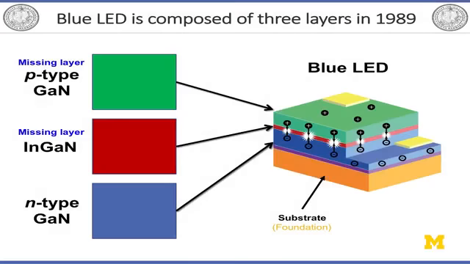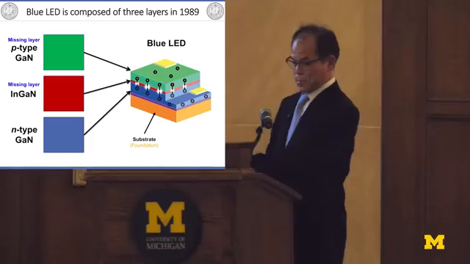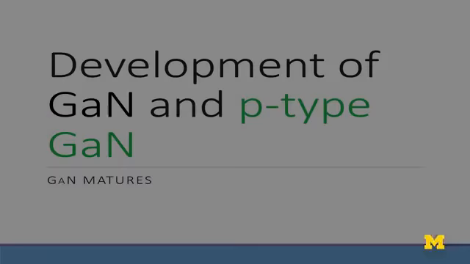Anyway, in '89, I started blue LEDs after coming back to Japan from the University of Florida. At that time, I told you that in order to make LEDs, we need 3 layers. Any type of gallium nitride is available. The missing layers in '89 were the emitting layer, indium gallium nitride, and P-type gallium nitride. So I had to develop these two layers to develop blue LEDs.